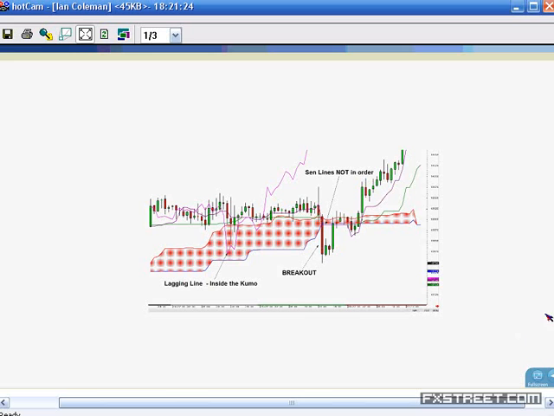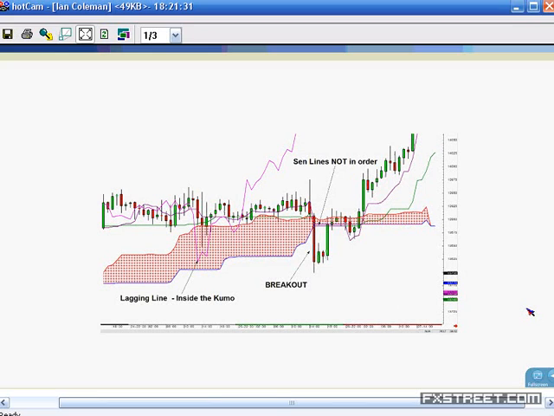Okay, and we are going to get false breakouts like every other system or part of technical analysis that you use. What we're looking for is something that happens or works 60 or 70% of the time would be nice.